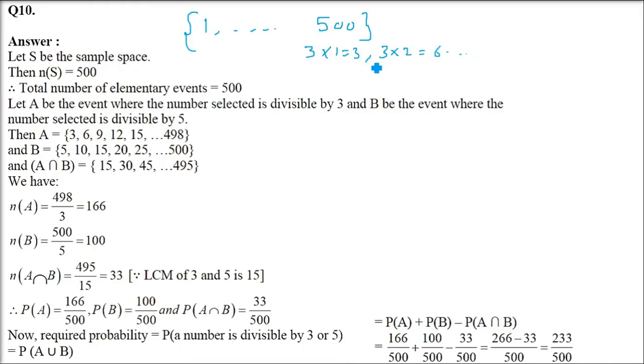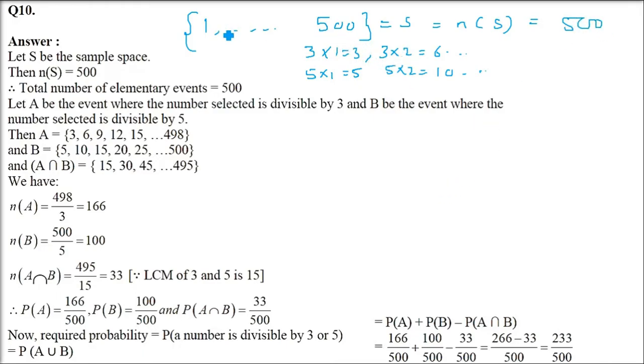Just remember 3 into 1 is 3, 3 into 2 is 6, like this. I'll tell you how many numbers are divisible by 3. The second thing is or 5, so again 5 table. So 1 and 500 are inclusive. How many elementary events are in the sample space? If this is the sample space, the number of elements in the sample space is 500.